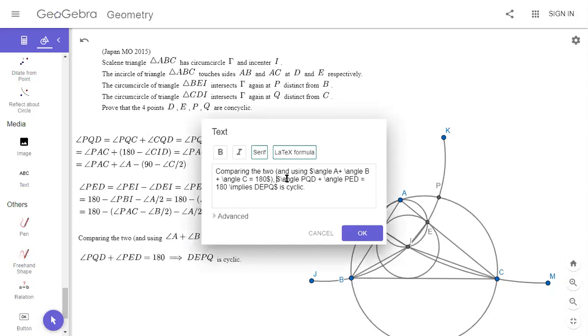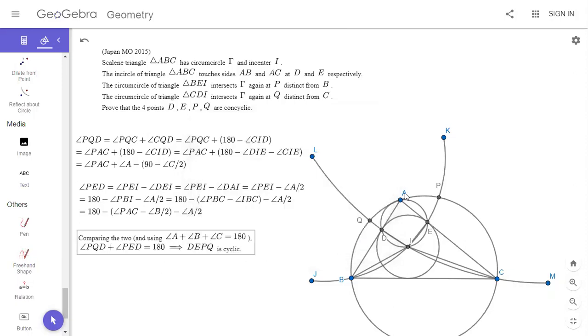Let's see. Let me just compare these in my head. I wrote this without actually checking, but we would have B over 2 minus A over 2 once the signs are flipped. Yeah, these two end up equaling. So it really was just an angle chase. All right, I will move on to the next one.